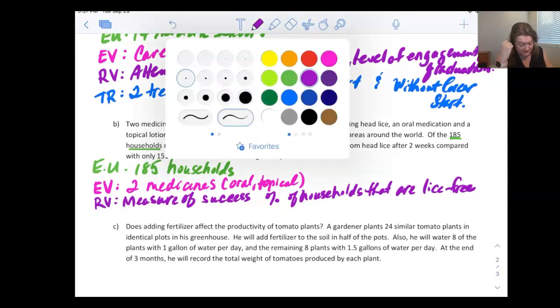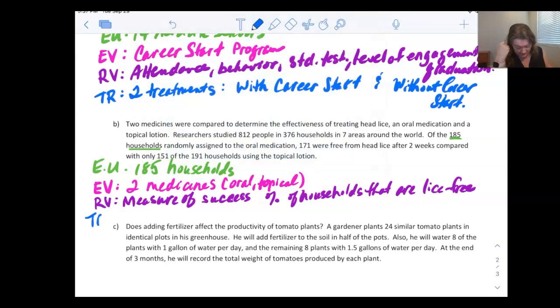All right, and then the treatments. So the treatments, are you noticing, are often very close to the EV, right? We're trying to apply the treatments and see if there's an answer. So my treatments are the 2 medicines again, oral and topical.